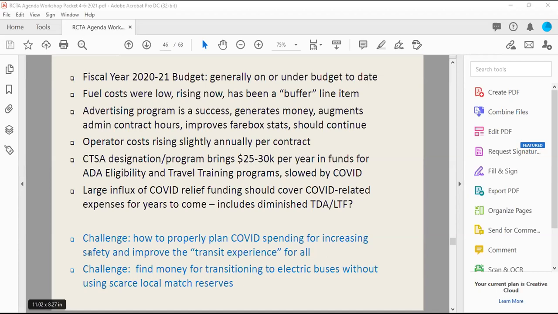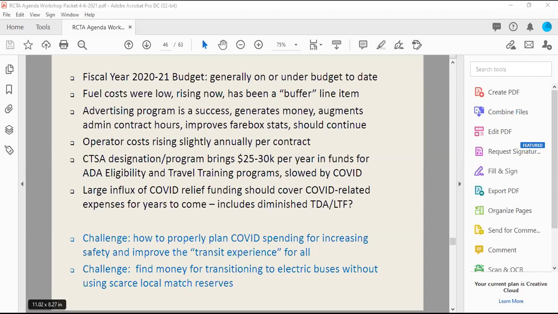The biggest issue that I see is COVID. COVID knocked us down and picked us up. And I want to kind of emphasize that. We really do have enough COVID funds to cover any hit that we received from COVID and probably will for the next year or two. I do see some challenges in all this.